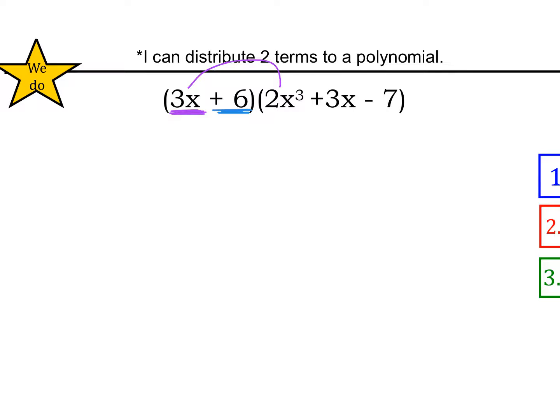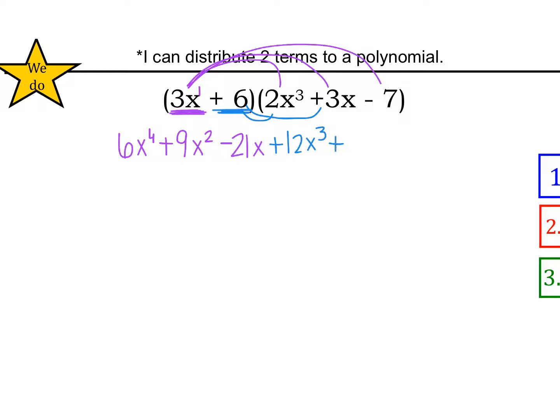So 3x times 2x to the third, so 3 times 2 is 6. X to the first times x to the third is x to the fourth. 3x times 3x. 3 times 3 is a positive 9. X times x is x squared. And then 3x times negative 7. 3 times negative 7 is negative 21, and there's no other x's. And then 6 times 2x to the third is a positive 12x to the third. 6 times 3x is a positive 18x. And 6 times negative 7 is negative 42.